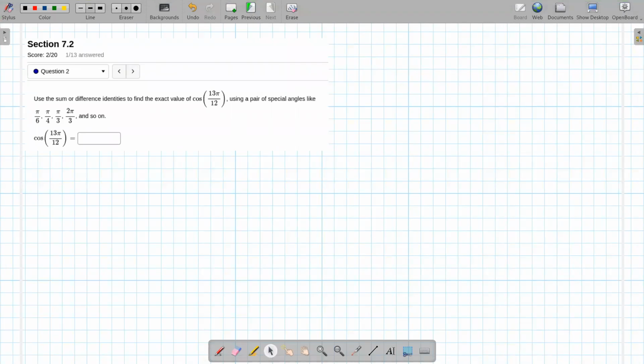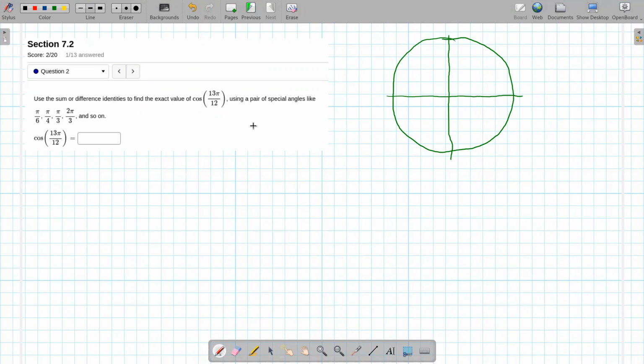All right, so we want to figure out if 13 pi over 12 is related to a special angle that we're already familiar with. To figure that out, I have to think about the angles on the unit circle. Get some context. So let's see, 13 pi over 12, pi over 12s. Well, pi over here would be 12 pi over 12. So 13 pi over 12 is just a little further. That's just 1 pi over 12 more.